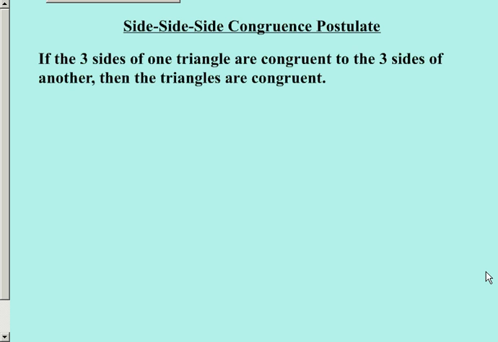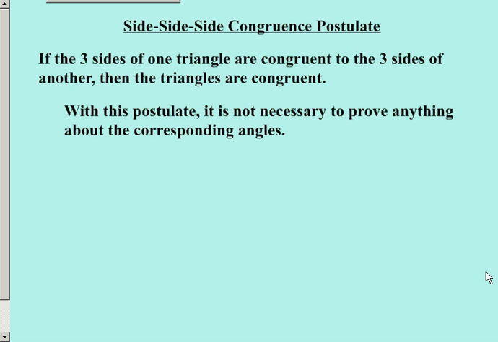Now, if you pay attention to what was just said and compared it to what was said yesterday, you would notice that there is no information in this rule talking about any of the angle measurements from either of these triangles, and that's where this shortcut comes into play. With this postulate, it is not necessary to prove anything about the corresponding angles.